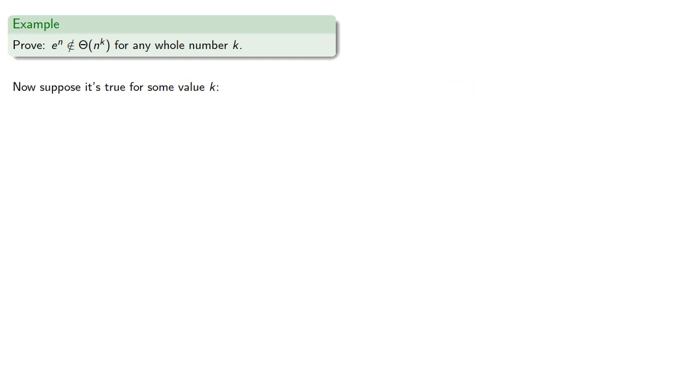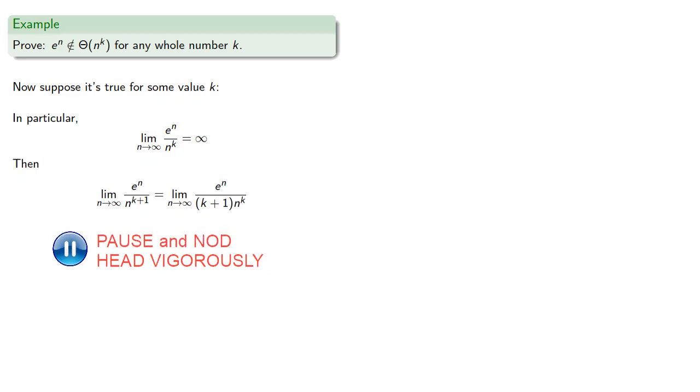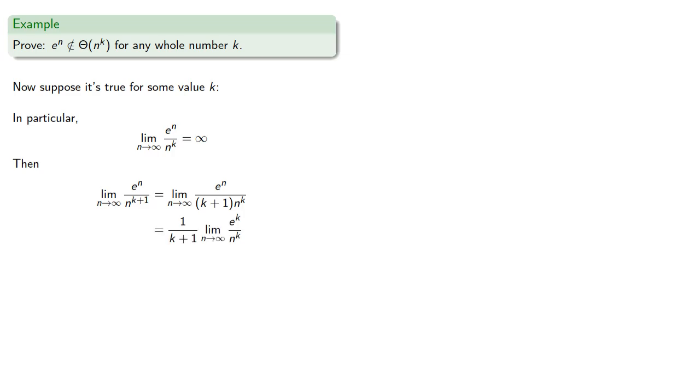Now, suppose it's true for some value k. In particular, the limit as n goes to infinity of e to the n over n to the k is infinity. Then, let's consider k plus 1. Our limit as n goes to infinity of e to the n over n to the power k plus 1. We can apply L'Hopital's rule. k is some constant, so we can remove that factor. And we already know what this limit is, and so the result is also true for k plus 1, and consequently it's true for all values of k.